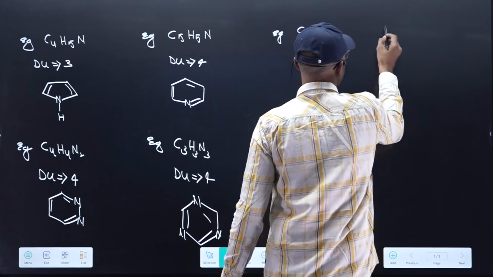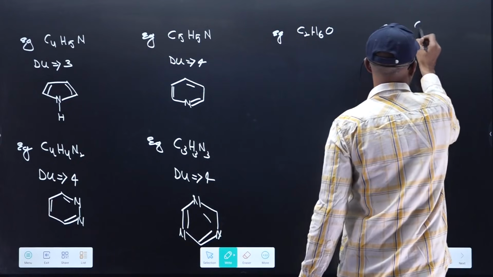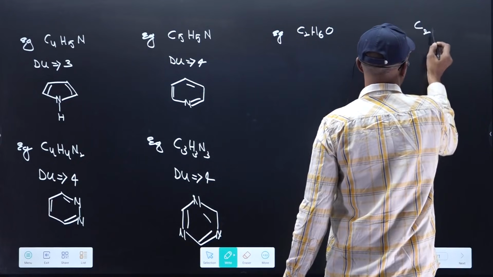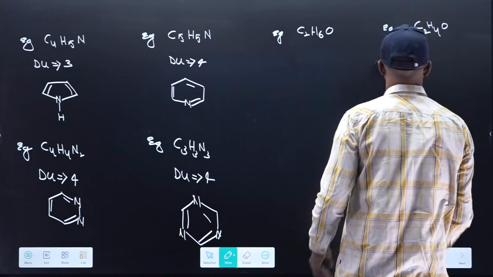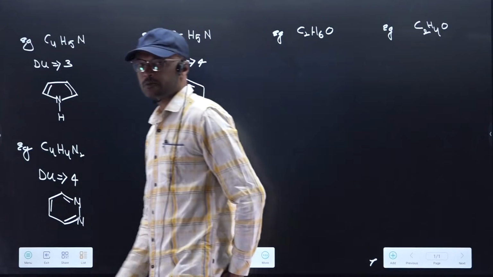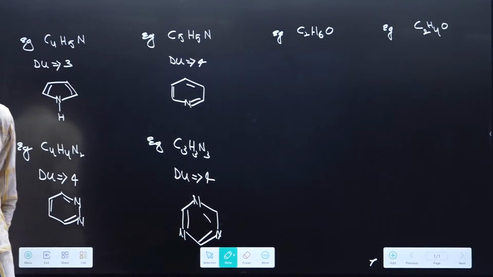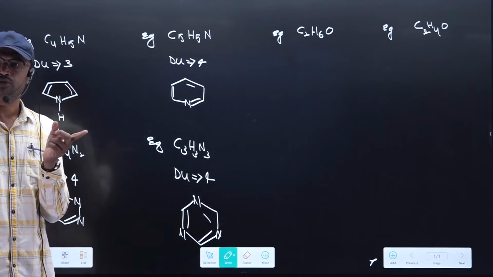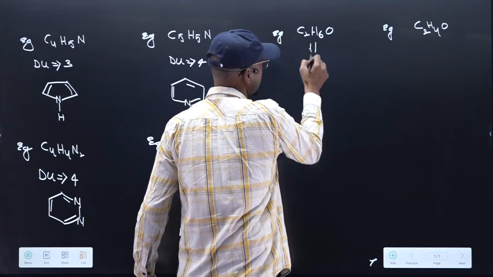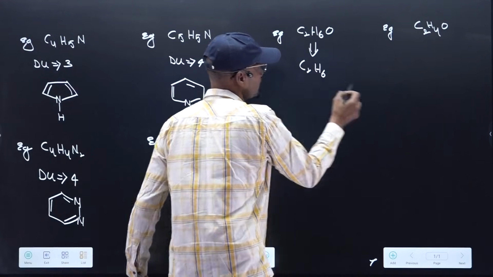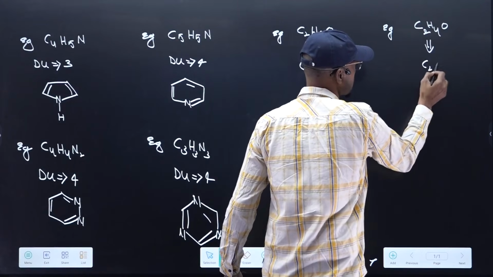C2H6O. C2H4O. Now, when oxygen is present, what is the strategy? We should not add any hydrogen, we should not remove any hydrogen. So in that case, just write down the formula you have. C2H6. And here, what is the formula? C2H4.